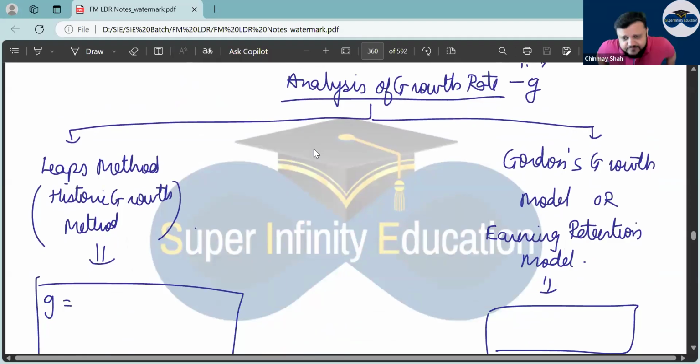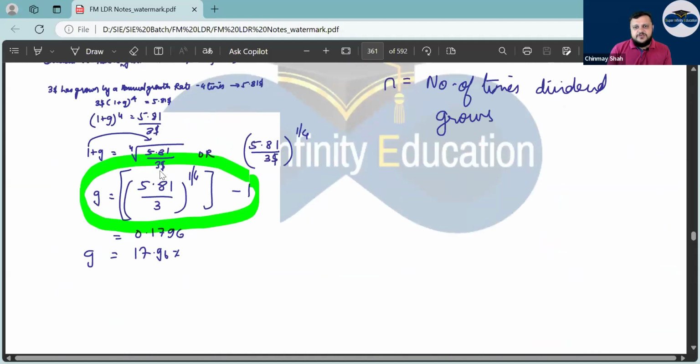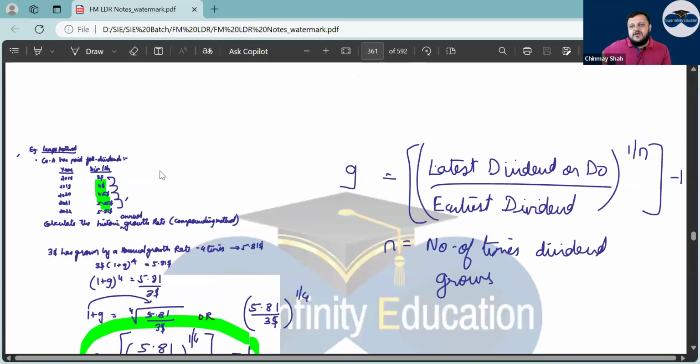Growth rate has two methods. Leaps method, the historic growth method, correct? And Gordon's growth model or earning retention model, correct? Leaps method has a very simple formula. G is equal to what? Latest dividend D0 divided by earliest dividend, raised to 1 by n. N is the number of times the dividend grows.